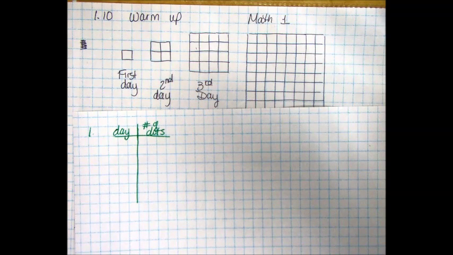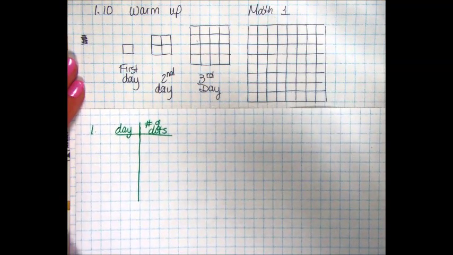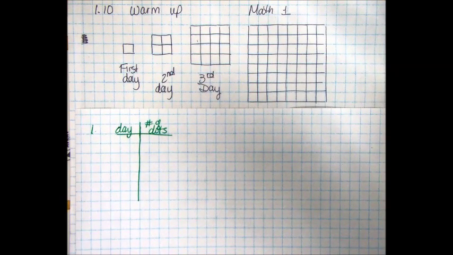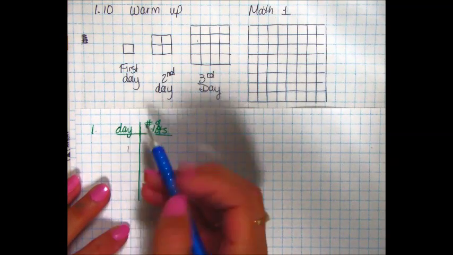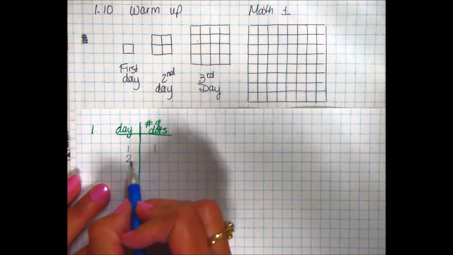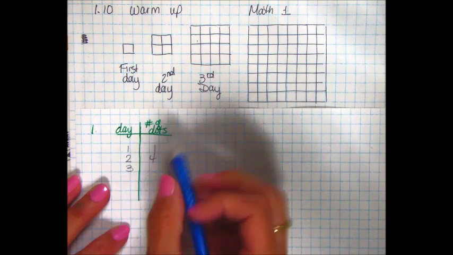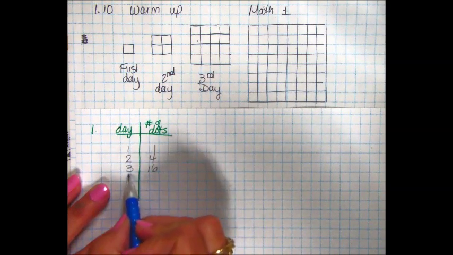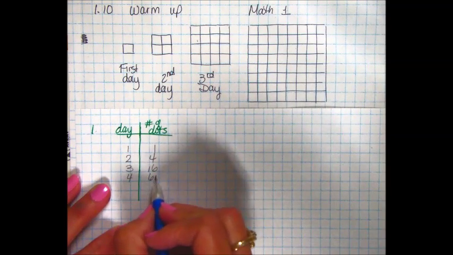Now that you've had a chance to take a look at this warm-up, let's look at it together. The first thing I asked for you to do was to go from this diagram or this picture and make it into a table. So the first day would be represented as the 1, and we can see that there's only 1 square. The second day, there are 4 squares. Third day, 16 squares. And the fourth day is an 8 by 8, makes it 64.